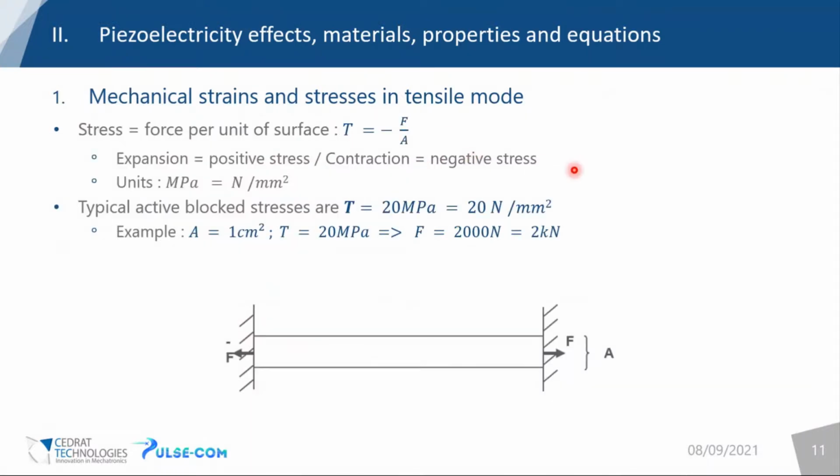Then how to obtain the stresses? The stresses are the force per unit of surface. So it's actually the same unit as a pressure, like Pascal or megapascals. Basically, if you have a surface equal to A and a force applied on this surface equal to F, you would have the stress, which is noted with the notation T, being the force over the area. A positive stress would mean that the material is in expansion, and a negative stress would mean that the material is being contracted.